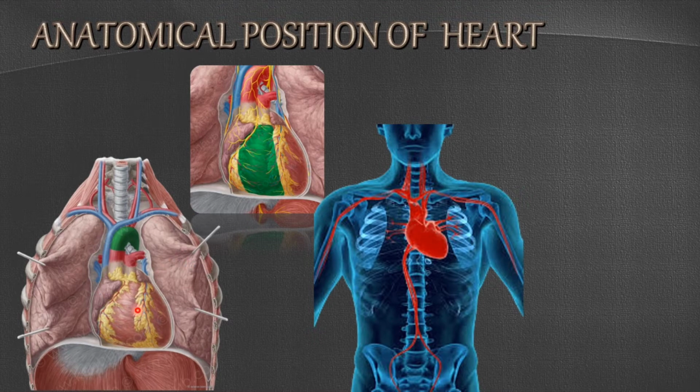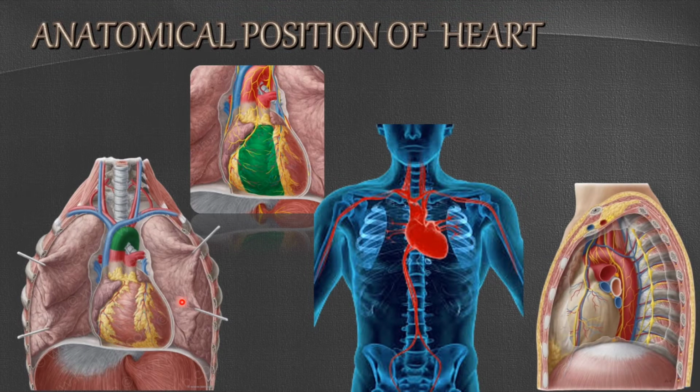Again, this is a clearer view, resting on the diaphragm in between two lungs, slightly oblique and towards the left side. This is the posterior mediastinum, this is the anterior mediastinum, this is the middle mediastinum. So the heart is situated within the middle mediastinum. This is the superior mediastinum. This all is the inferior mediastinum. The inferior mediastinum is divided into the posterior, middle and anterior mediastinum. So this part is the anterior mediastinum, this part is the middle mediastinum, and this part is the posterior mediastinum.